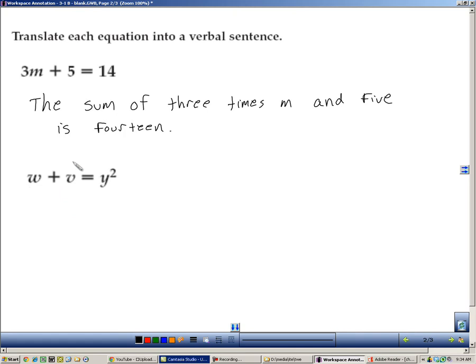Second one, I got a plus sign there. I'm going to use the word sum again. So the sum, I know that and will be coming later. The sum of what? The sum of w and v. And this time I'll say is equal to, for no reason other than to change it up. Now I have a y with a little 2 on the top. Remember that 2 is an exponent and it stands for squared. So the sum of w and v is equal to y squared. You could also say y to the second power, and that would be another verbal sentence you could use.